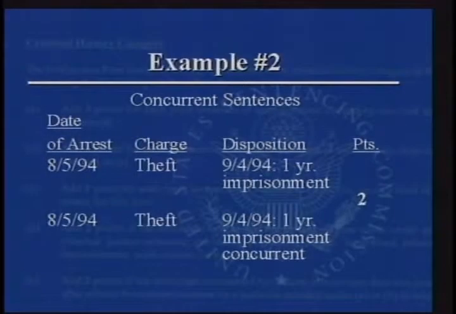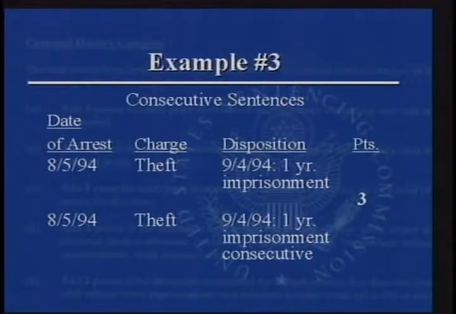All right. Our first example here shows cases that are considered related because they were consolidated for sentencing, both sentenced on the same day to 1 year imprisonment. So the total sentence here was 1 year. So we apply 2 points because that total sentence is over 60 days but less than 13 months. So we apply 2 points to the whole sentence of 1 year.